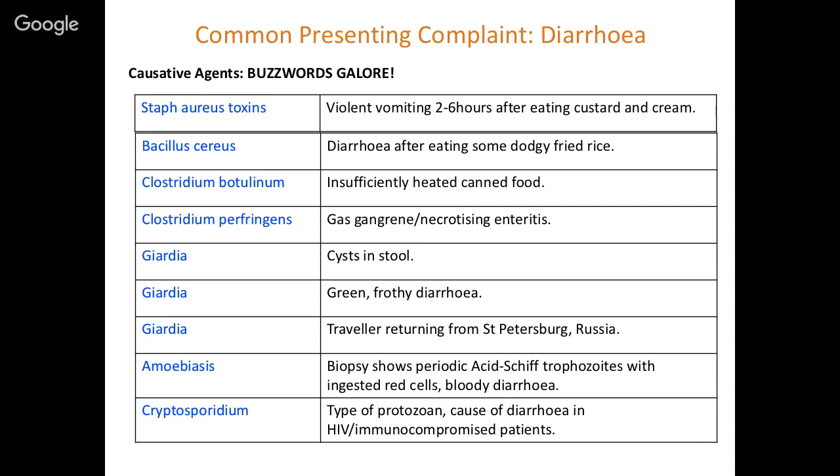So now we're moving on to the protists. Cysts in stool, green frothy diarrhea, traveller returning from St. Petersburg: Giardia. In St. Petersburg, a long time ago, there was an outbreak of Giardia in the water. Amoebiasis has a specific sign. And cryptosporidium is actually something important. It's one of the weird and wonderful ones that you see in HIV and immunocompromised patients as well. Very important to know those.